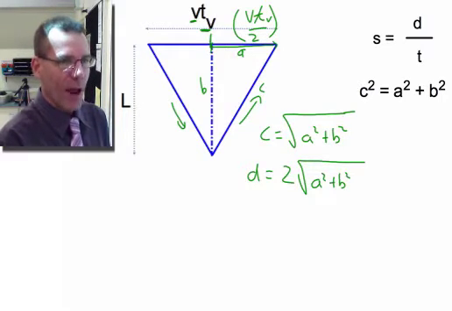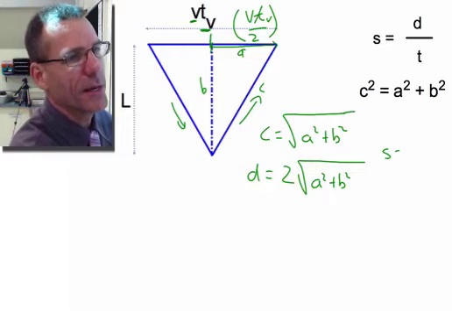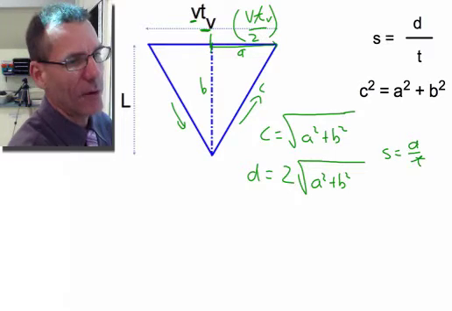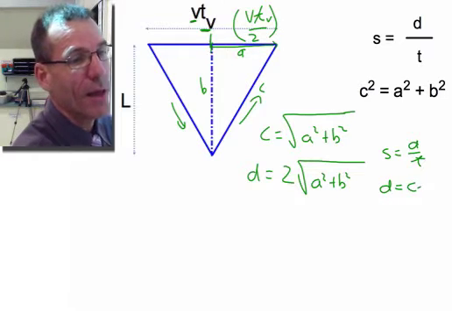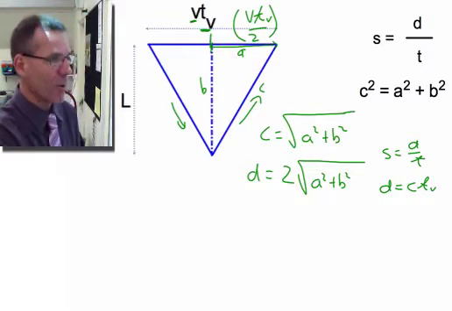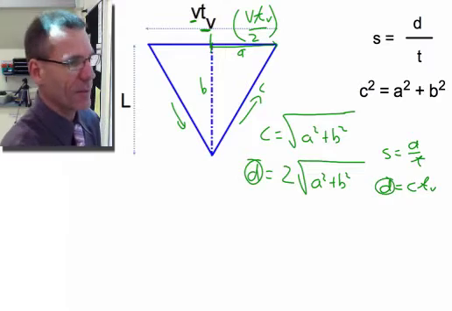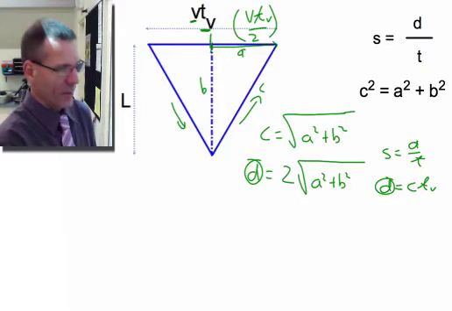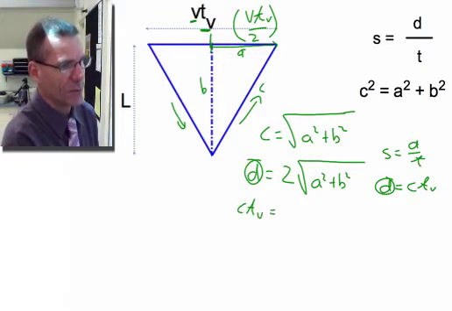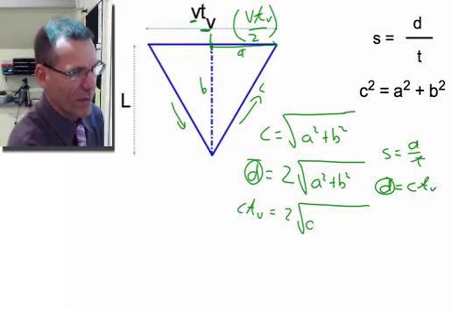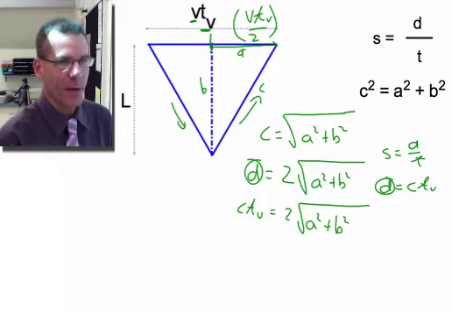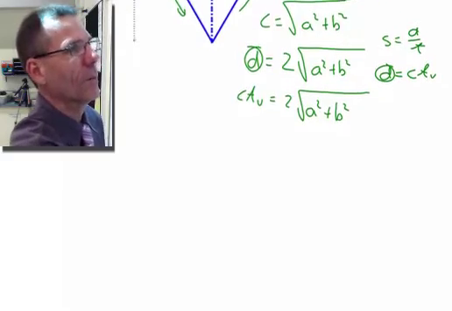Now, just remember that speed is distance over time. From the light beam's point of view, the distance it's going to travel is the speed of light times tv. So what we can say is that this distance here is the same as that distance there. So we end up with c tv equals 2 times the square root of a squared plus b squared. Okay, so this is where we're going to start.